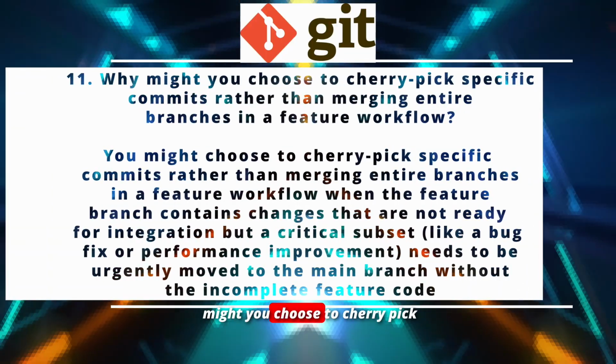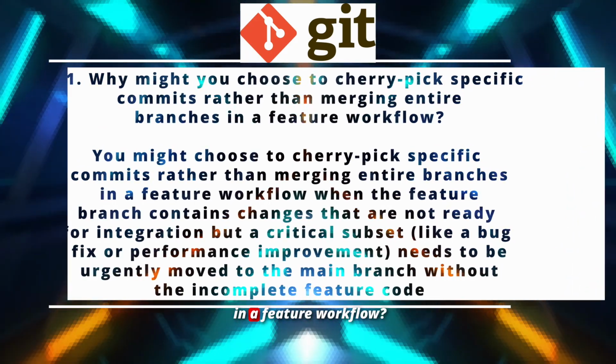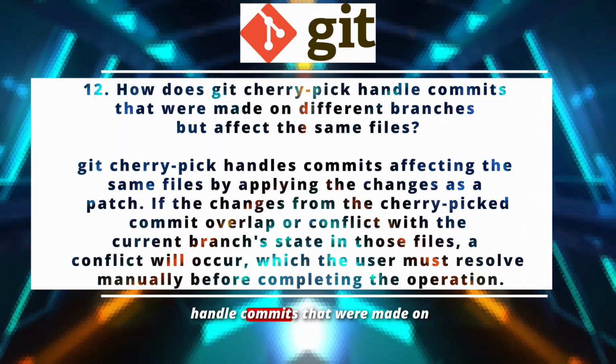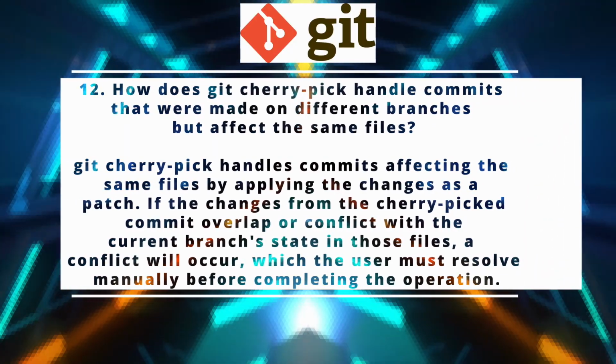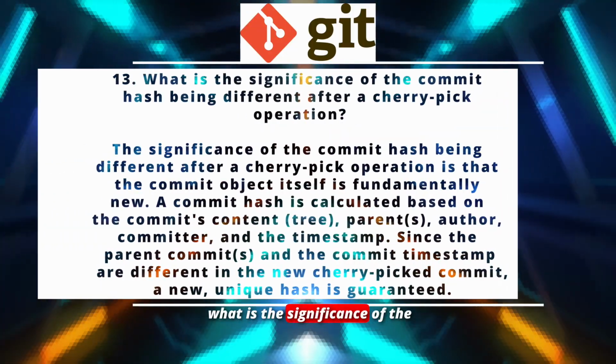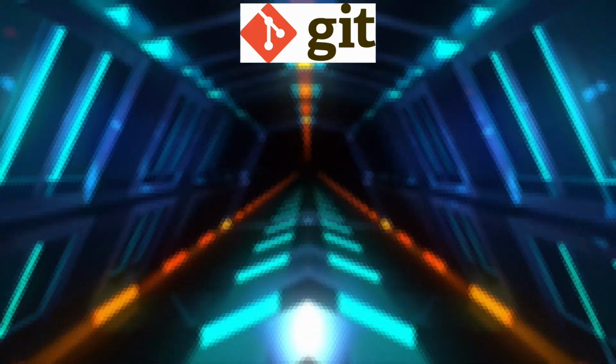11. Why might you choose to cherry-pick specific commits rather than merging entire branches in a feature workflow? 12. How does git cherry-pick handle commits that were made on different branches but affect the same files? 13. What is the significance of the commit hash being different after a cherry-pick operation?